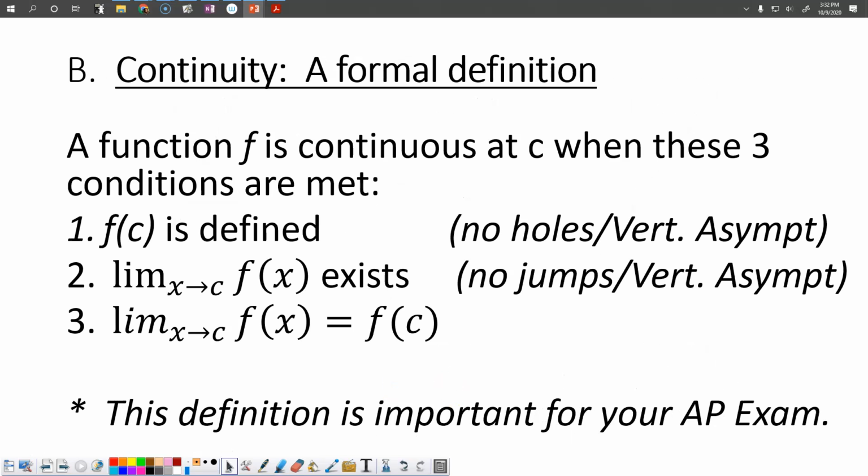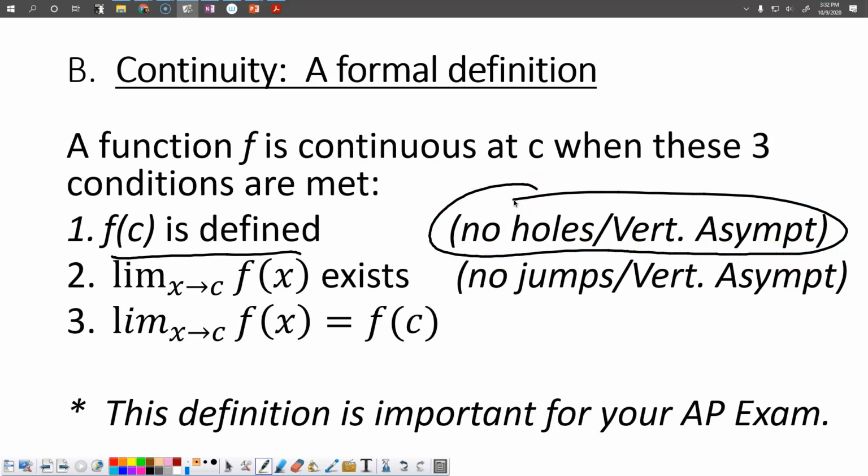So be ready. So here's a more formal definition now that we've discussed it. F of C is defined, the limit exists, and the value of the limit and the value of the function are the same. Okay? Now if you want to think about this graphically, if the function is defined everywhere, if you were looking at a graph, that would mean that you should not see any holes or vertical asymptotes.